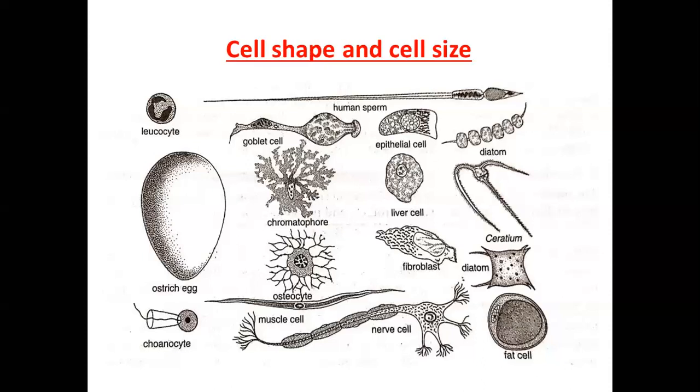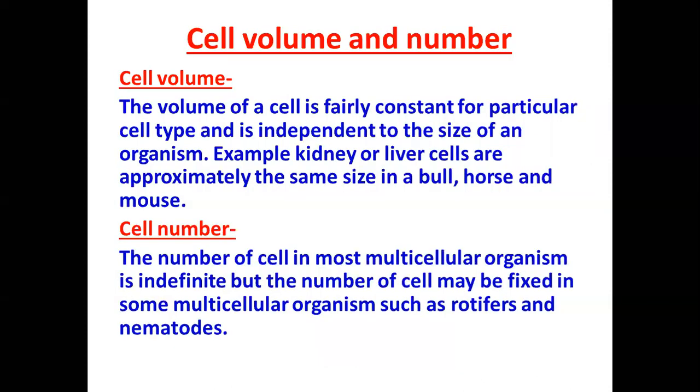So next is cell volume and number. Now, what is cell volume? The volume of a cell is fairly constant for a particular cell type and is independent of the size of an organism. For example, kidney or liver cells are approximately the same size in a bull, horse, or a mouse. The difference in the total mass of the organ or organism depends on the number, not on the volume of the cells.